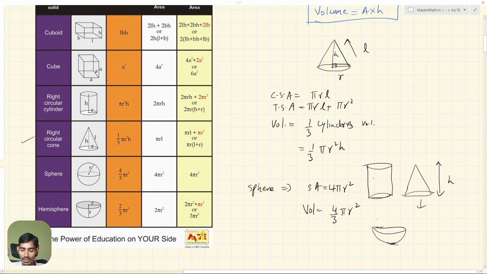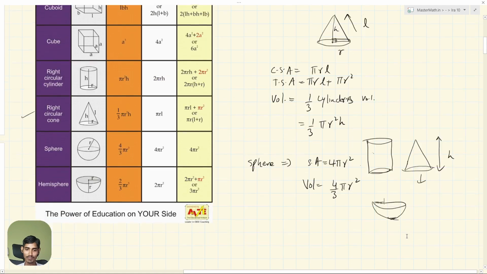So when we have a hemisphere, what would be the curved surface area? It would be 2 pi r square, half of what it was earlier. But what would be the total surface area? What would be the TSA for the hemisphere?